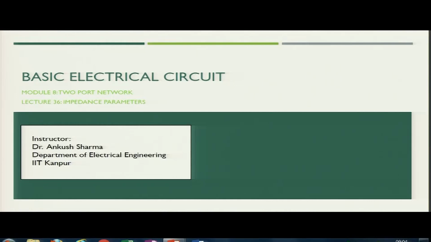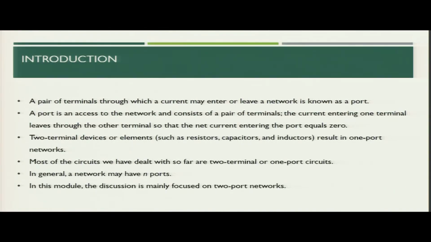Namaskar. So, in this week we will start our new module, that is on two-port network. So, let us understand what is two-port network. Basically, the two-port network is nothing but a pair of terminals through which a current may enter or leave a network. Now, you can also say that a port is nothing but an access to a network and consists of a pair of terminals, the current entering one terminal leaves through the other terminal, so that the net current entering the port will be equal to 0.